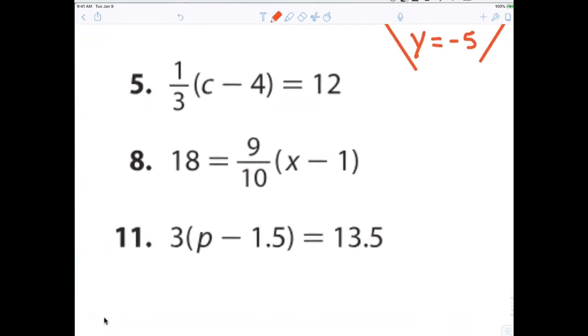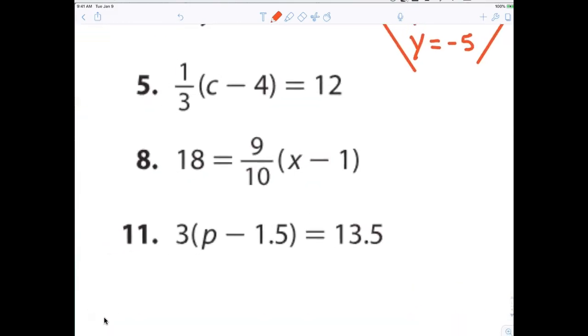All right. Now, what I want to do here is show you something because I want to make it easier for you. Does everybody see, and I really need your attention up here, this says 1/3 times C minus 4. I don't really feel like working with fractions. Everybody agree with me? How can I get rid of 1/3? Multiply by 3.